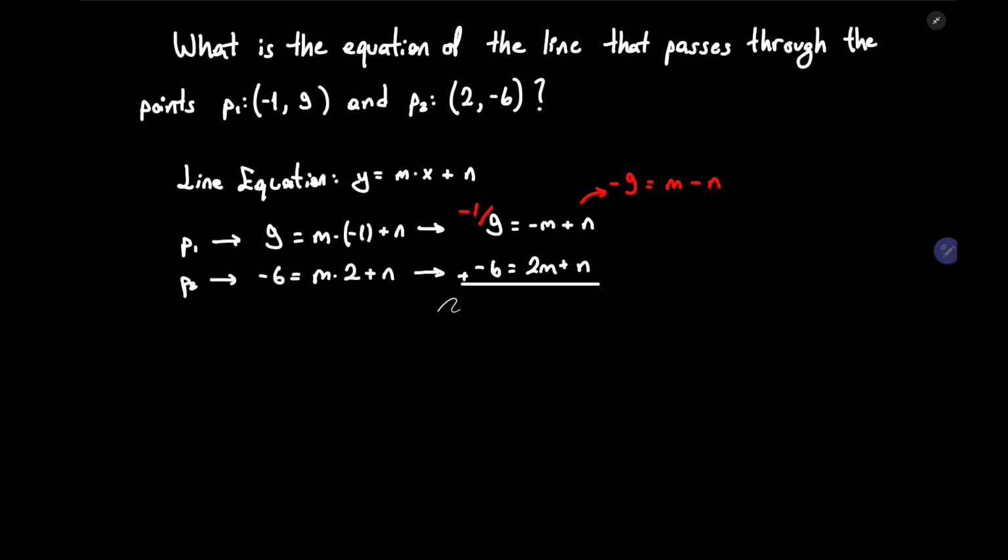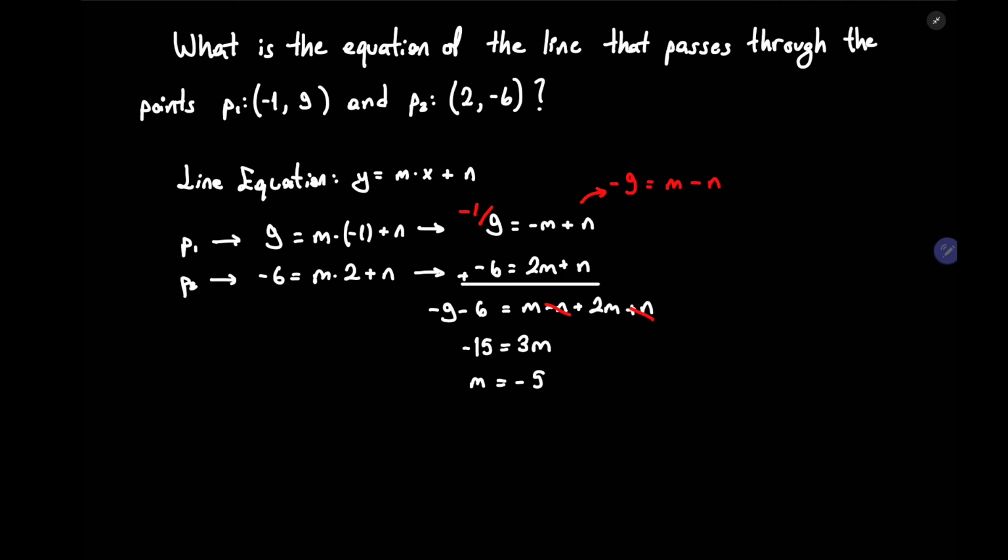When I add these two equations, I get -9 - 6 = m - n + 2m + n. The reason I multiplied the above equation with -1 is because by doing that I get rid of these n values. They cancel each other out. So I get -15 = 3m. So from this I get m = -5.